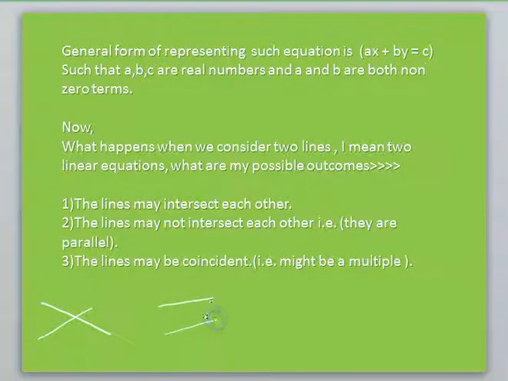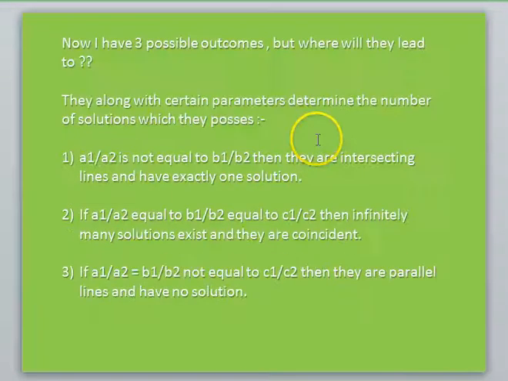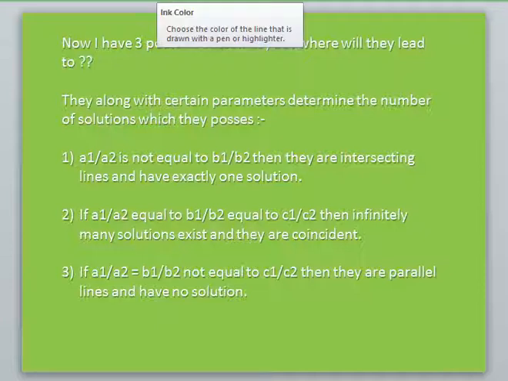You can say when the lines are inclined at an angle, they might be meeting at some farther exterior point. May this point be their intersection. Hence, if lines are not intersecting, they are parallel lines. And the lines may be coincident. Coincident means lying on one another, like this. Now I have three possible outcomes.